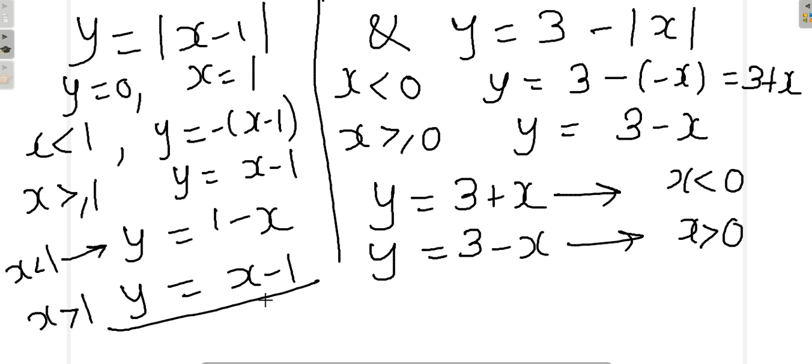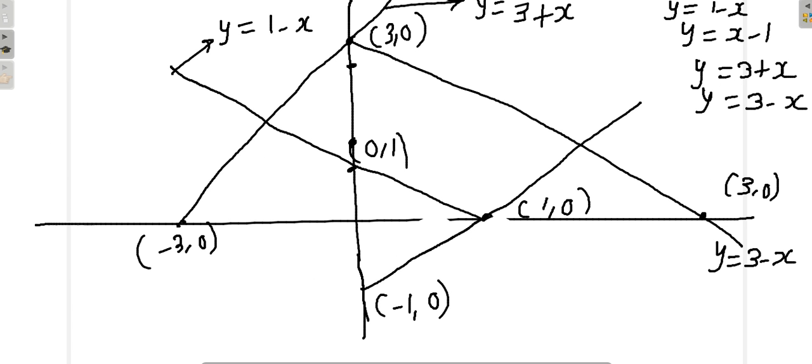Now y equal to x minus 1 is valid for x greater than 1. This is the line y equal to x minus 1. It is valid for x greater than 1. This is x equal to 1. So for x greater than 1 means it is only this region which is valid. This region is not valid. So let us remove this region. I hope you are following what I am doing.